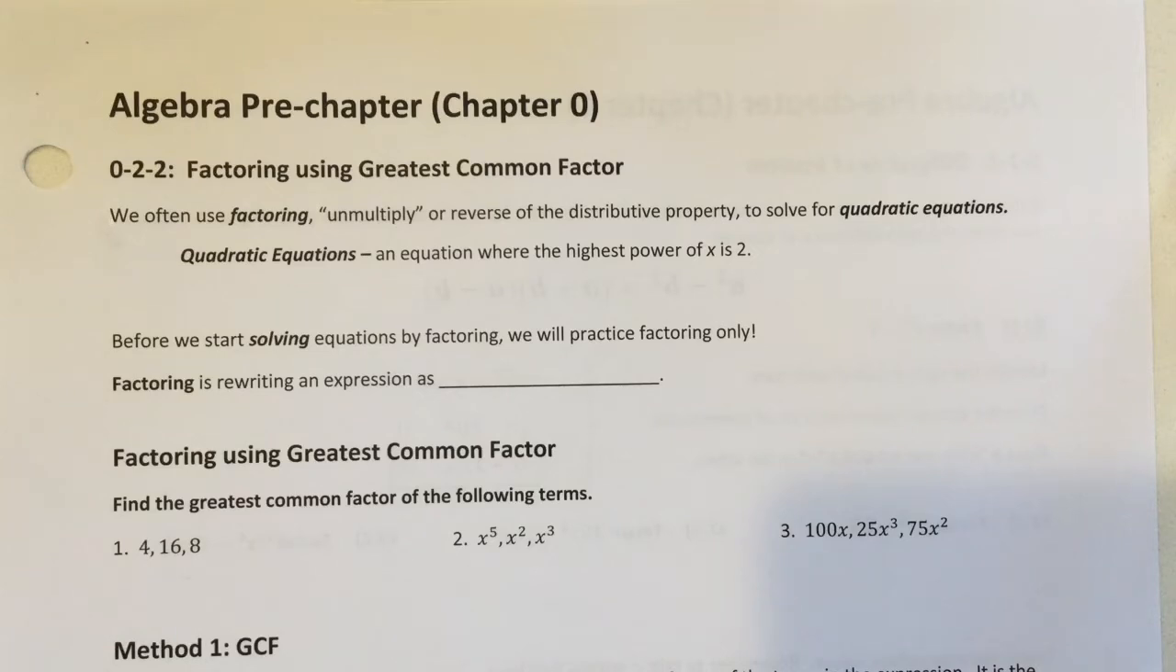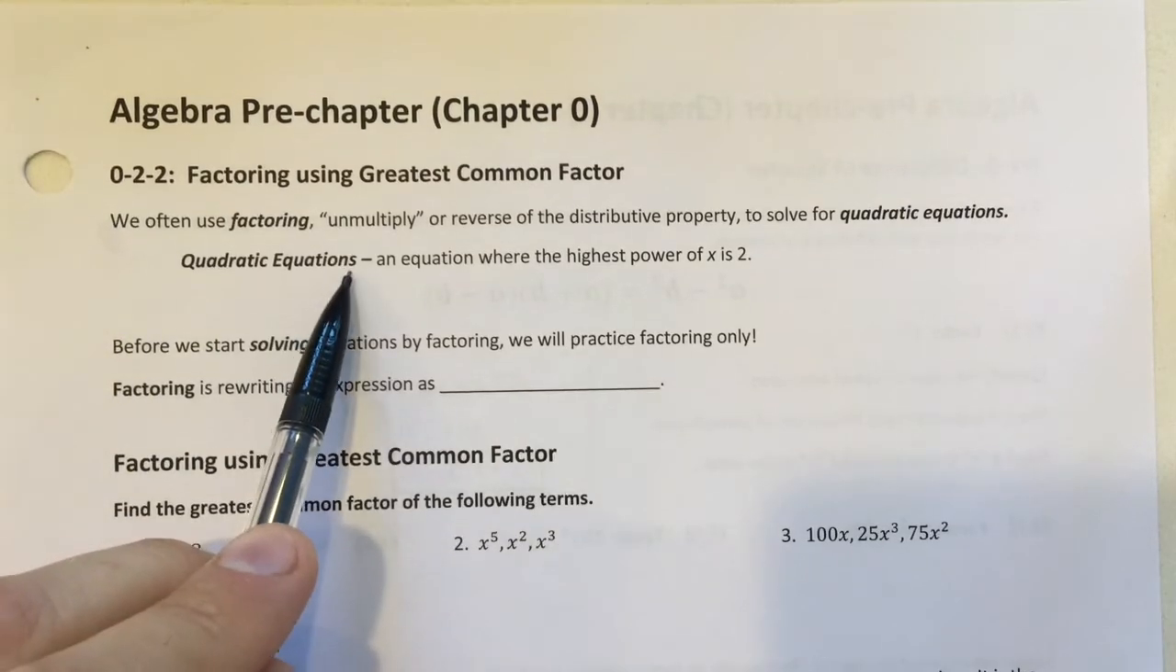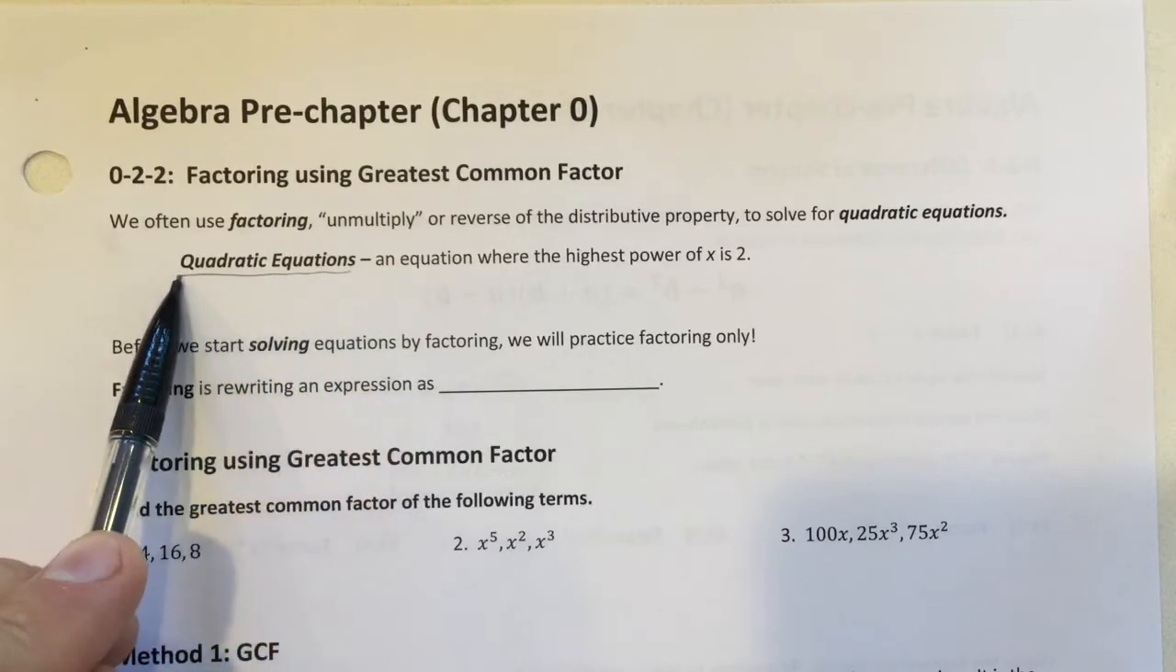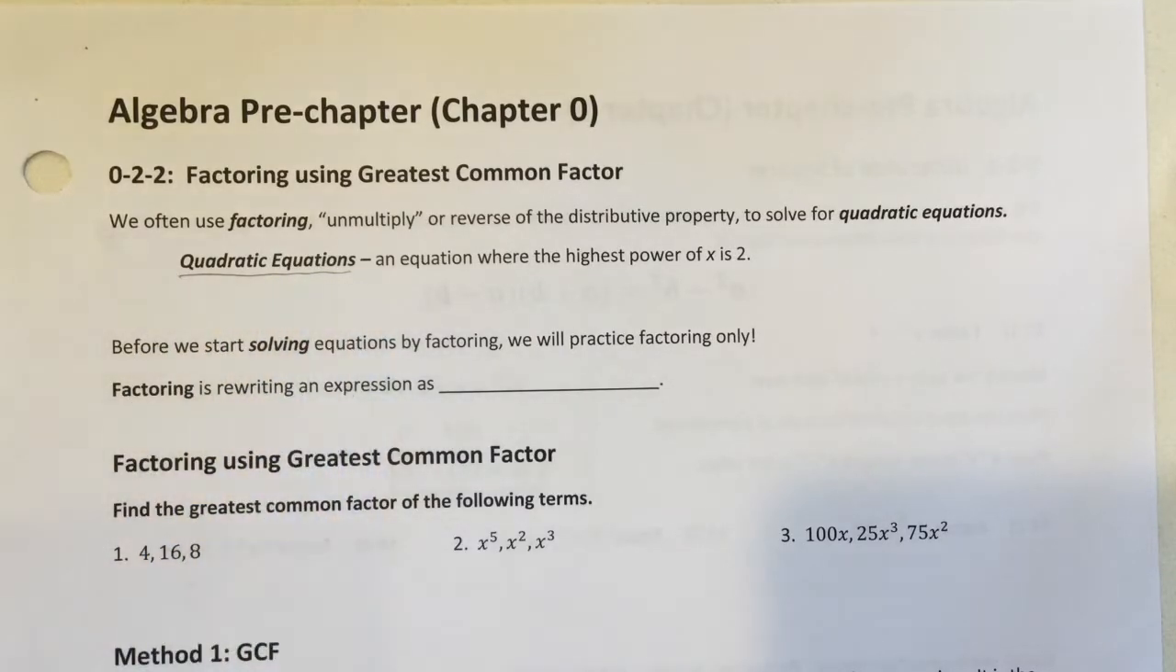All right, today's lesson, we're going to be starting our factoring. And factoring is when we unmultiply, or it's the reverse of the distributive property or the reverse of FOIL. And we often do this to solve quadratic equations. And we haven't used the word quadratic equations at all this year, but a quadratic equation is an equation where the highest power of x is 2.